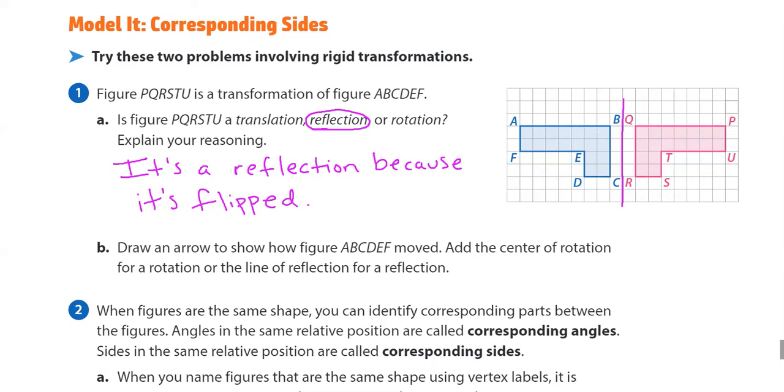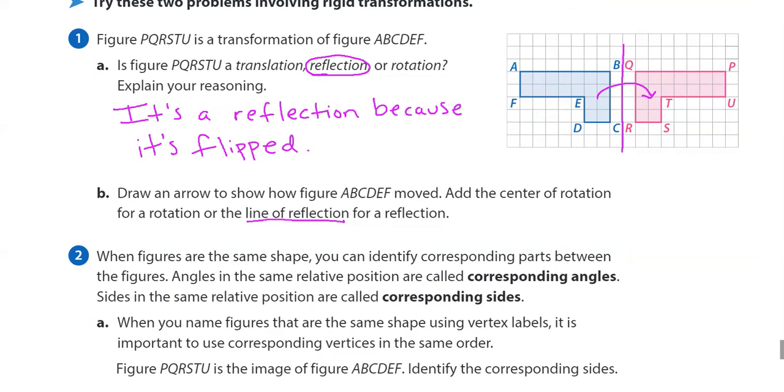Okie dokie. So we're going to draw an arrow to show how it moved. And, oh, we already added the line of reflection. Look at that. We're such diligent students. Okay, so there's a few ways that you can draw this arrow. Look, it flipped. I feel like putting it up here would indicate a rotation, and putting it straight would indicate a translation. So I'm going to do a little arch line, but however you did it is probably fine, because I know what you mean.